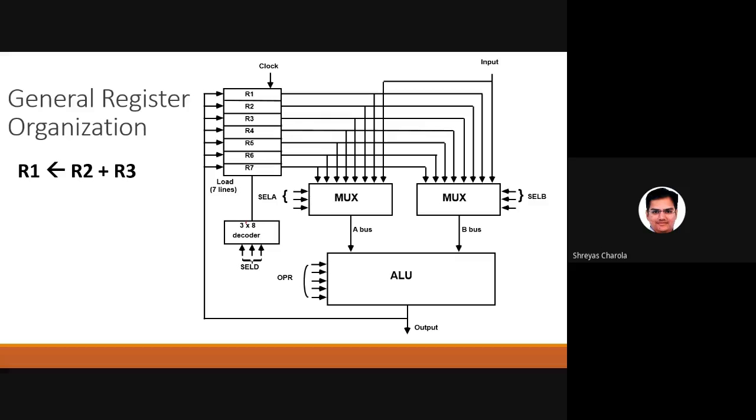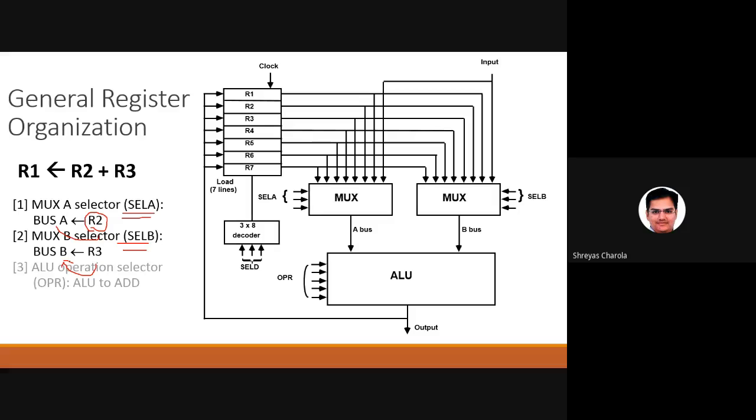Okay, now let us come to the first step. What happens? It will select a multiplexer. That means R2 will be loaded into bus A. Selection B, R3 will be loaded into bus B. Then the ALU will do the operation depending upon the operation bits. And the decoder will select the destination register, select D. Okay, and the data will be written into one of the registers. The out bus will be written into R1. So this is the step we have.